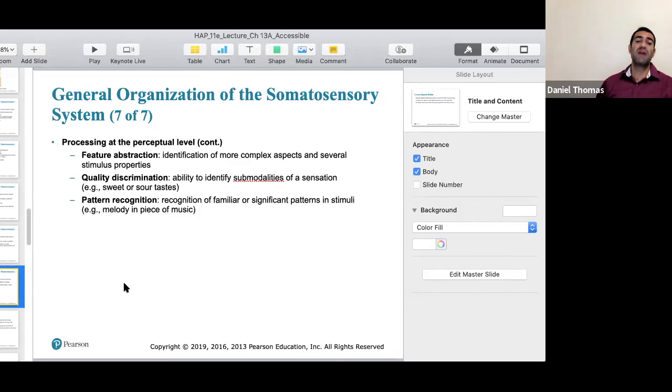Next is going to be pattern recognition. This is becoming familiar with something. For example, you see a dog, you realize that a dog is not very harmful. You hear a tune and you are able to hum back the tune. Somebody plays your favorite song and you're able to detect it as your favorite song. So basically, it's the ability to detect a certain pattern and recognize it.